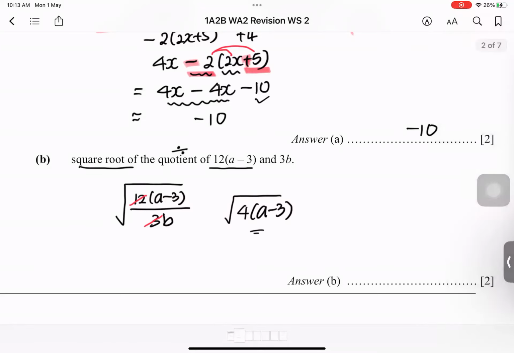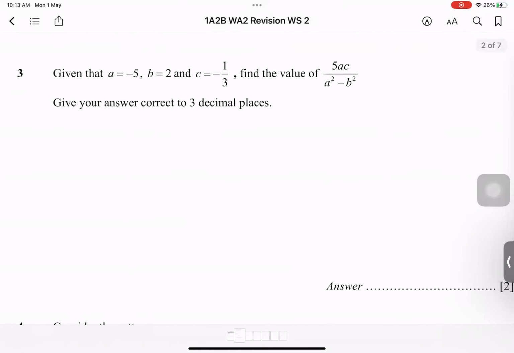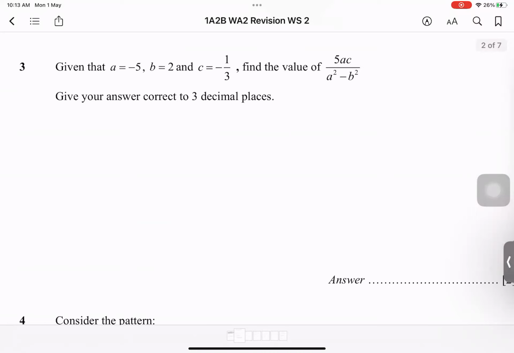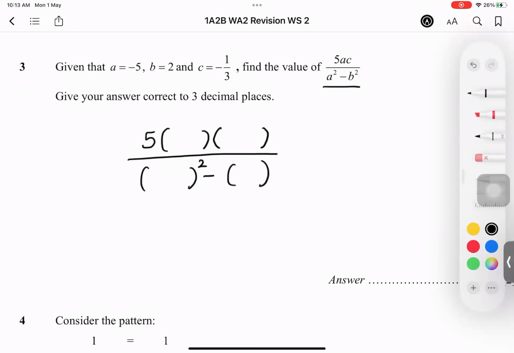Next question. All right, this one. Do you know how to do the substitution? Given that you have these, and these. First part, they give us the formula, this one already. So I put everything down in bracket. 5 times A bracket C bracket over A squared minus B squared.